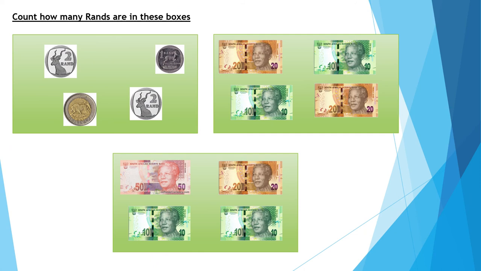In the first box, we add 5 rand plus 2 rand plus 2 rand plus 1 rand will give you 10 rand. In the second box, we add 2 20 rand notes, that is 20 plus 20 equals 40, and add the 2 tens, that is 20. So 40 plus 20 will give you 60 rands. In the last box, we start with the biggest note, that is 50 rand. Plus 20 is 70, plus 10 is 80, plus the other 10 is 90. That will give you 90 rands.